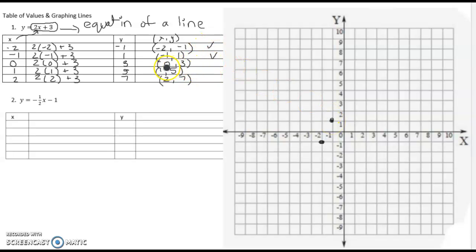Now we'll do the next one. X is 0, y is 3. 1, 2, 3. Put a dot. Next one, x is 1, y is 5. So x is 1, we go up to 5. 1, 2, 3, 4, 5. Put a dot. And last one, x is 2 and y is positive 7. So x is 2 and 7. Put a dot. Now this isn't going to look very good.